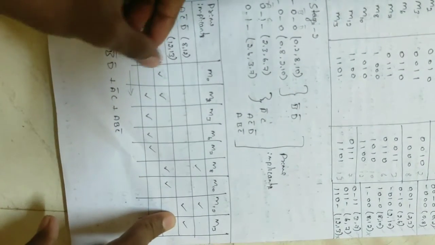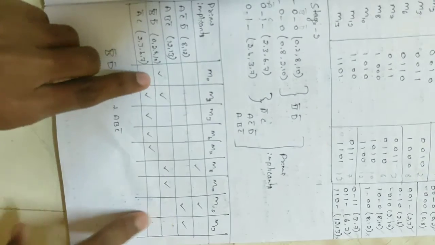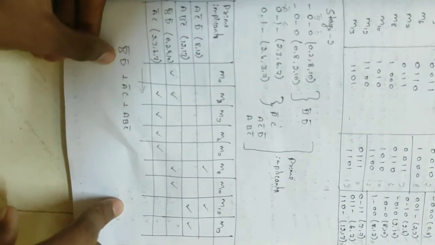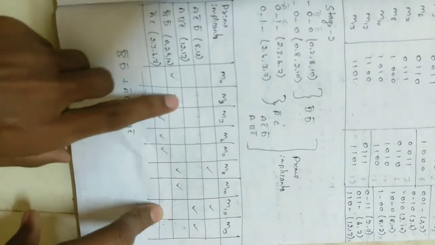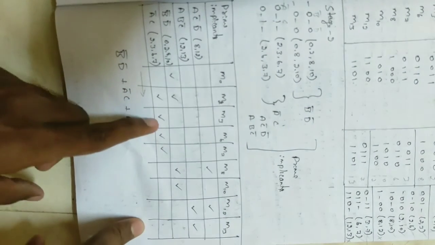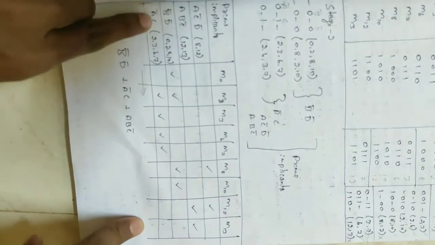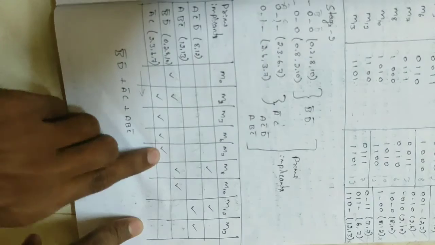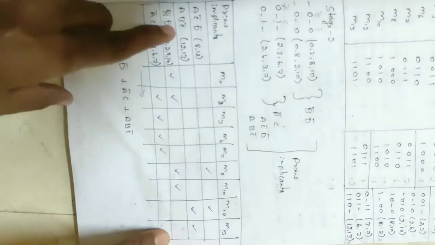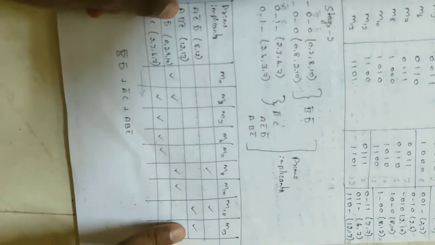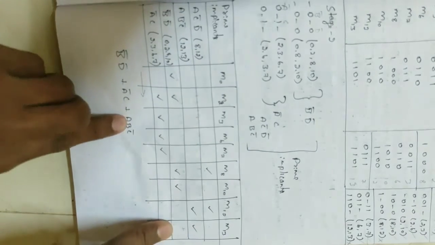And we look for columns having only one tick mark. From this column we have only one tick mark, so we write the expression B bar D bar. Plus, from here we have a single tick mark in this column, so we write A bar C, and this is all covered. And then here A B C bar is there, so we write this one.